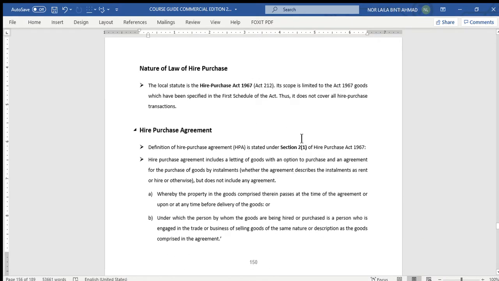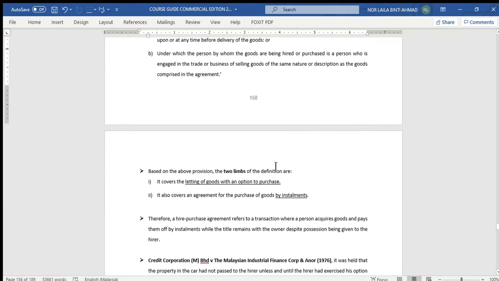Okay, so you have to remember the definition of hire purchase agreement based on section 2, subsection 1 of the Act. Okay, so this definition is very important. You just remember this definition. Okay, hire purchase agreement includes a letting of goods with an option to purchase and an agreement for the purchase of goods by installment. Okay, so just remember this sentence for a definition of hire purchase agreement.